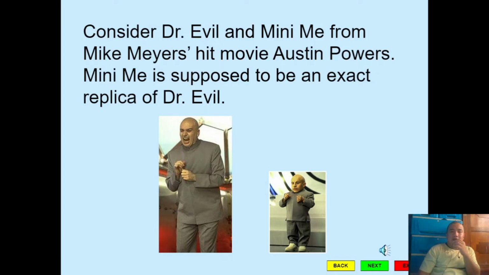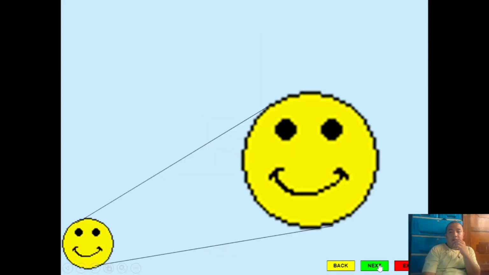Let us consider Dr. Evil and Mini-Me from Mike Myers' hit movie Austin Powers. Mini-Me is supposed to be an exact replica of Dr. Evil. So, this is an example of similar figures. Another similar figure, Smiley. The one is bigger and the other is smaller.